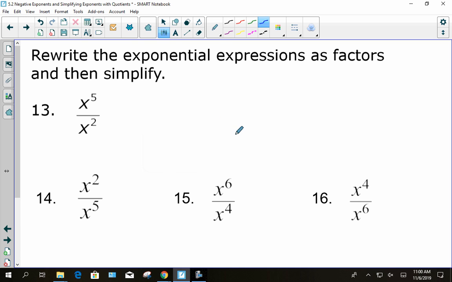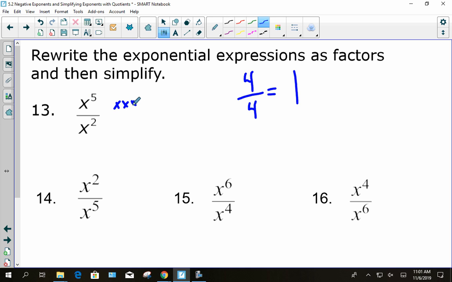Because we got to move on to number 13. What happens when you have the same number on top and bottom? Well, that becomes different. If I have 4 over 4, what does that become, kids? 1. So, here I have 5 x's on top. 1, 2, 3, 4, 5.